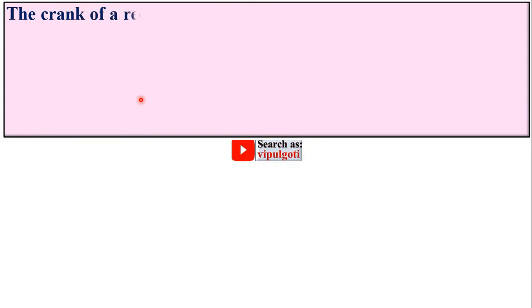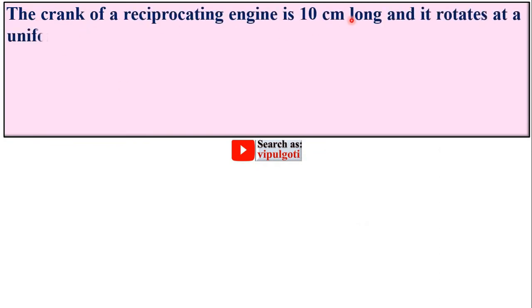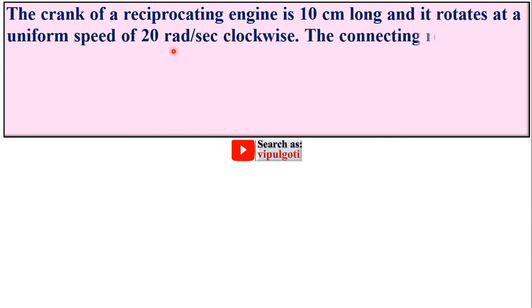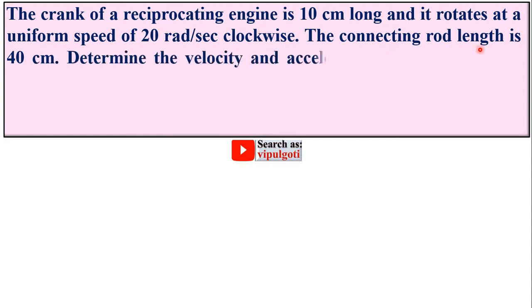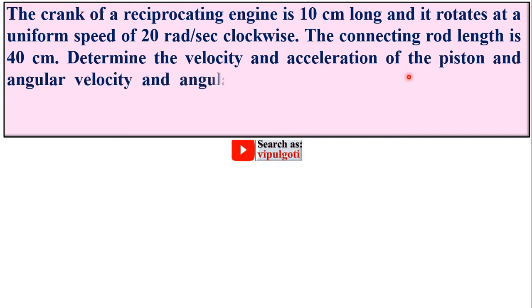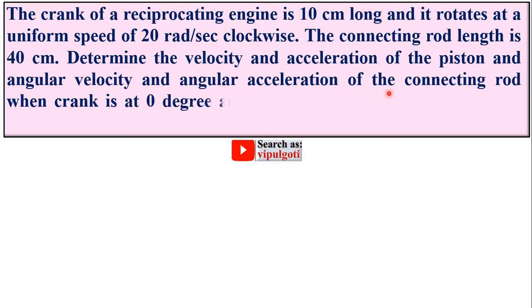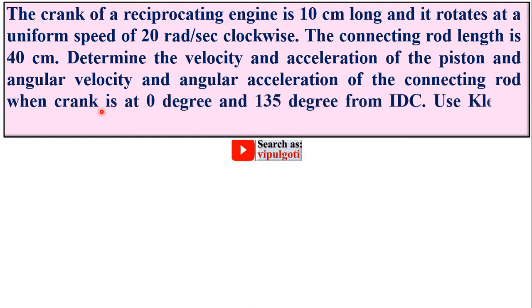Now let's see first of all the description of the problem. The crank of a reciprocating engine is 10 cm long and it rotates at a uniform speed of 20 radian per second clockwise. The connecting rod length is 40 cm. Determine the velocity and acceleration of the piston and angular velocity and angular acceleration of the connecting rod when the crank is at 0 degree and 135 degree from IDC. That means inner dead center.